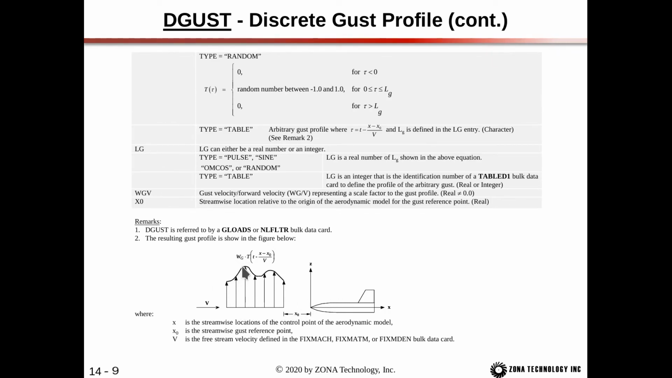So for this example, we have an arbitrary gust profile defined by the table D1 card. So our x naught here is where the reference point of the gust starts. So our origin is at the nose in this particular model. Then we have x naught, and then we have this gust profile.